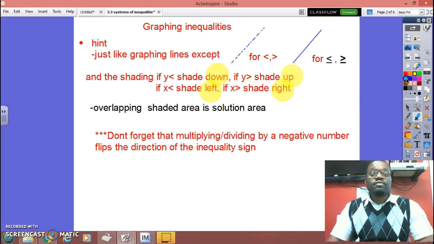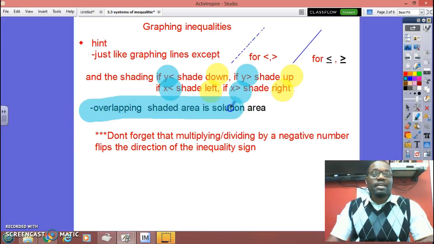Each one of these are going to be things that you need to pay attention to as you work these problems. What symbol does it use? And which direction do you shade? Alright, that's very important. Now, we don't worry about this yet because this part is for systems. So we're not concerning ourselves with that part yet.